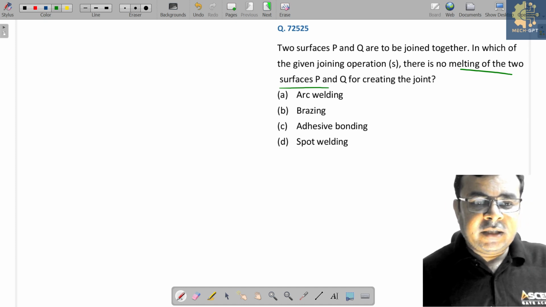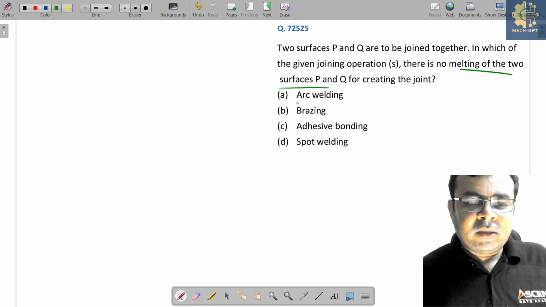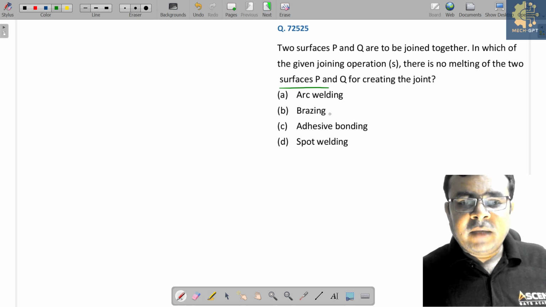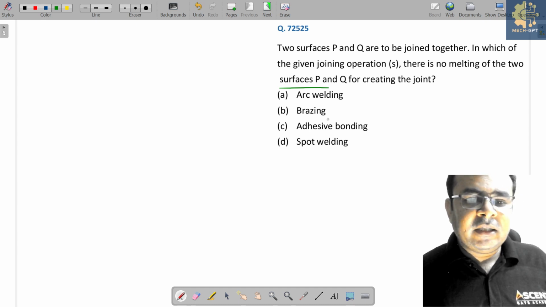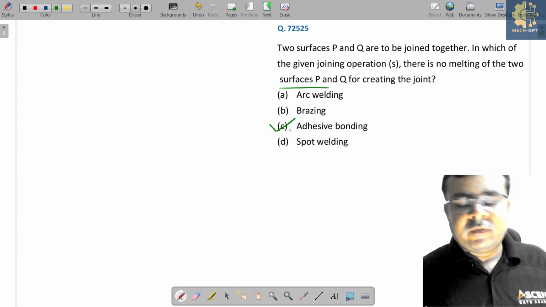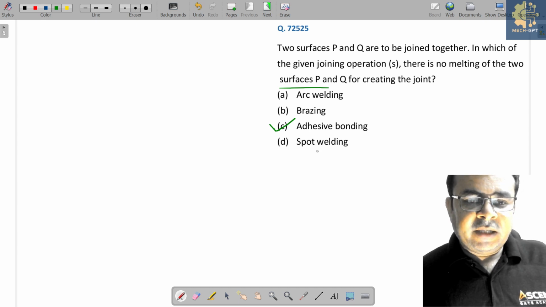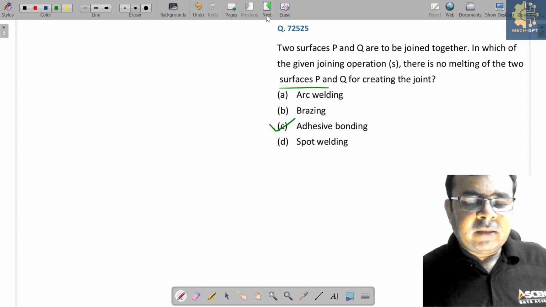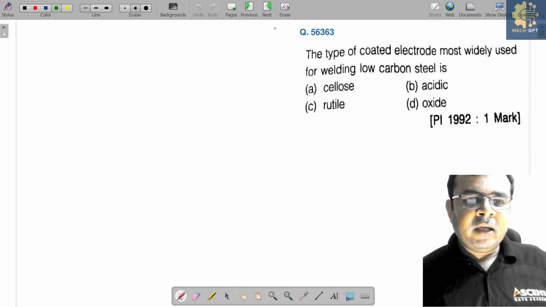So the correct answer is, you can see in arc welding, obviously it is a fusion welding in which melting is necessary. And then there is brazing. Obviously in brazing, the filler material can melt, but the base metal is still not melted. And in adhesive bonding, there is no melting of either filler metal or base metal. Correct? So the correct answer for this question is adhesive bonding. In all the remaining options, that is arc welding, brazing, and spot welding, some amount of melting takes place.